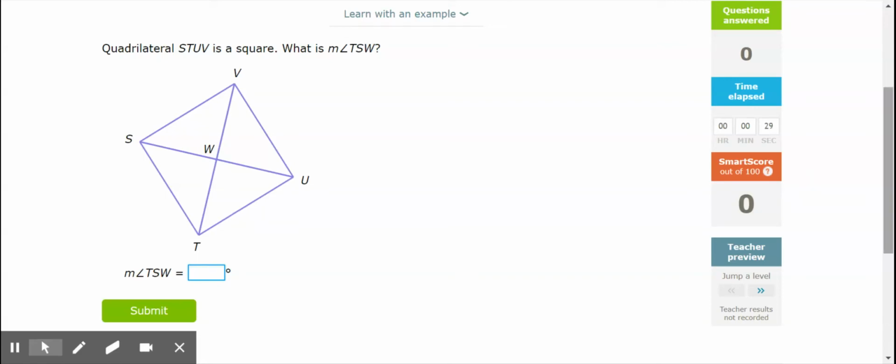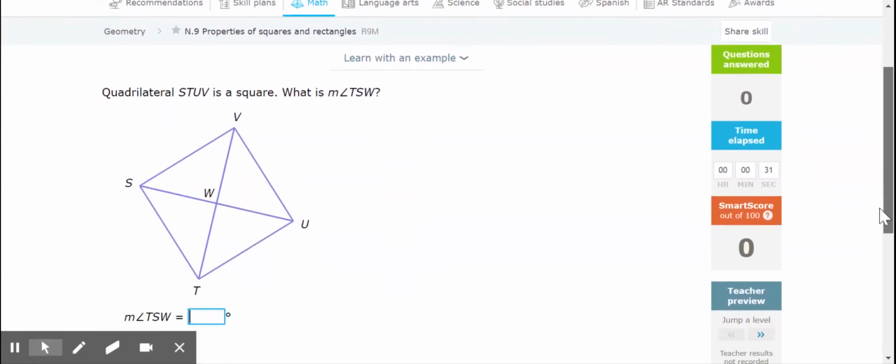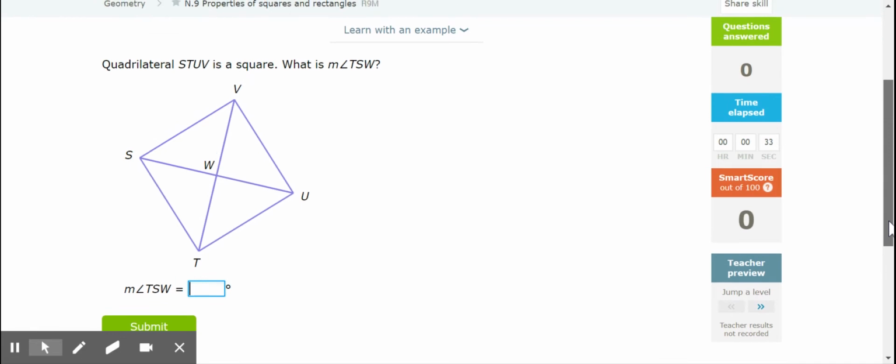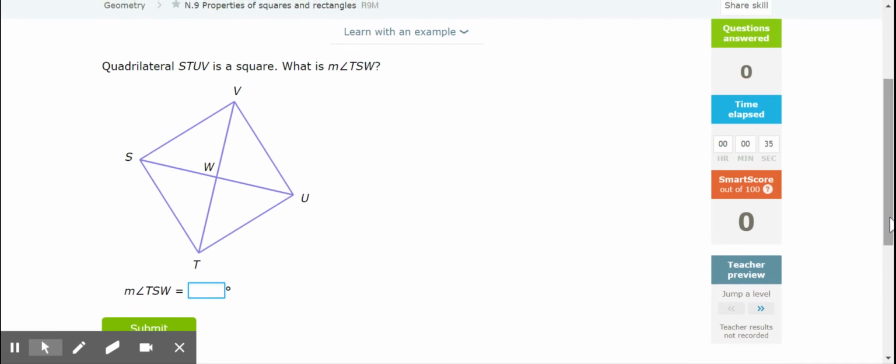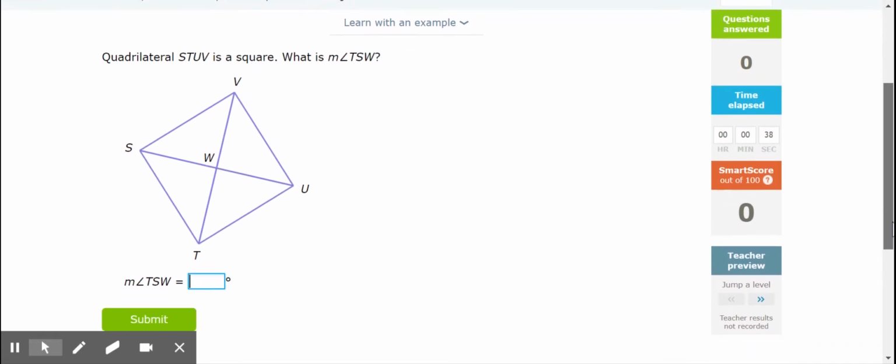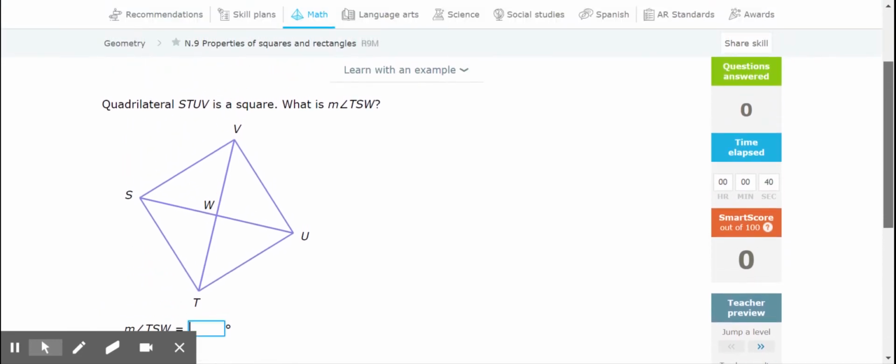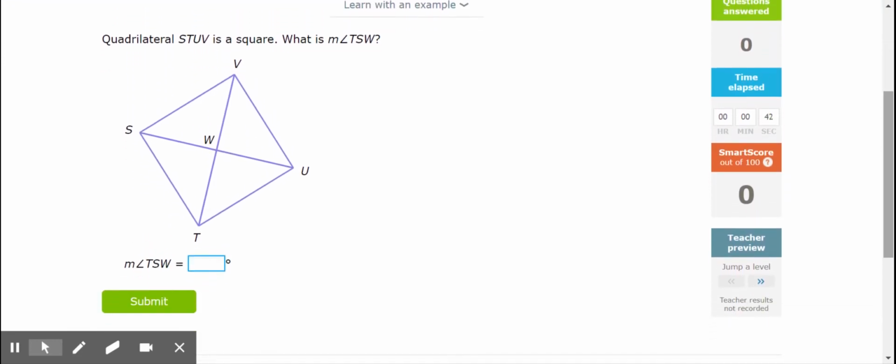Okay, guys, so we are going to work on IXL skill N9. I'm going to do some problems for you. You have to get to a 60 SMART score. Okay, a 60 SMART score. So let's look at this first problem.